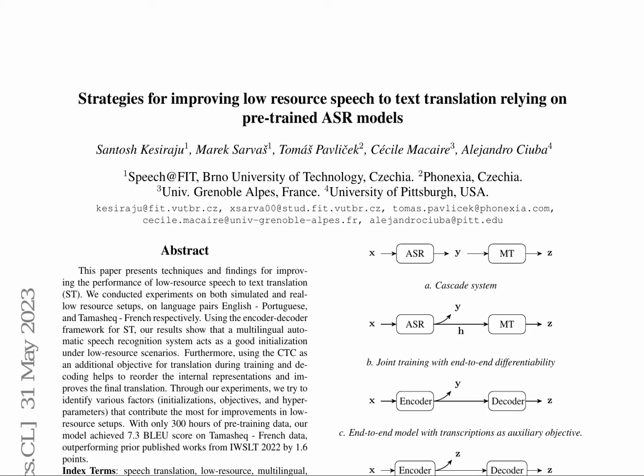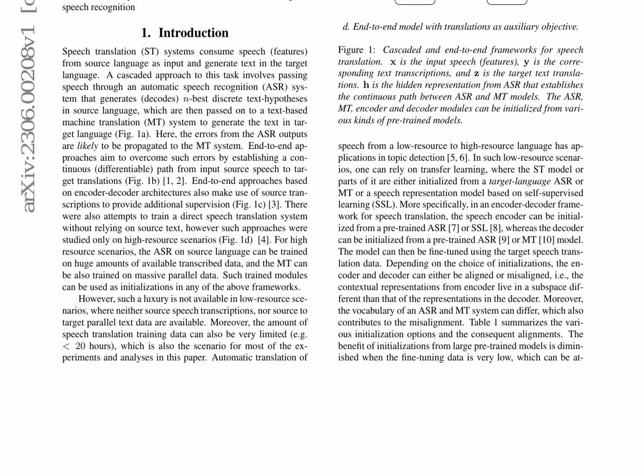This research paper introduces novel strategies for enhancing low-resource speech-to-text translation by leveraging pre-trained ASR models. The authors conducted experiments on simulated and real low-resource setups for language pairs English-Portuguese and Tamasheq-French, utilizing the encoder-decoder framework. They found that initializing the ST model with a multilingual ASR system and using the CTC as an additional objective during training and decoding significantly improved translation performance.